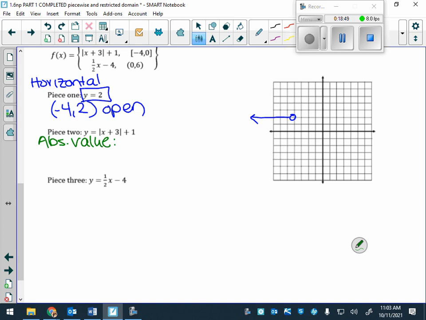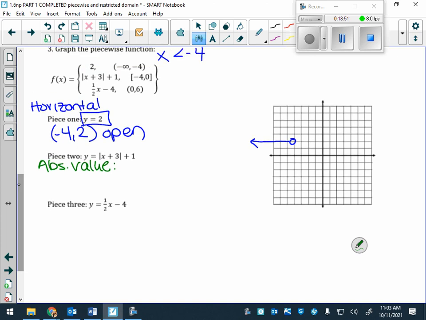Absolute value. And this is from negative 4 is less than or equal to x, which is less than or equal to 0. So we could have 2 bookends, right? What else does the absolute value give us? Vertex, which is what? Negative 3, 1. So the vertex here is negative 3, 1, which is in between that range given to us.